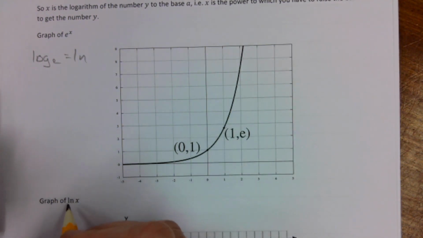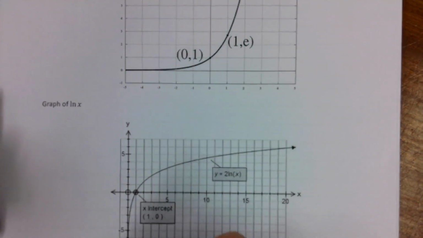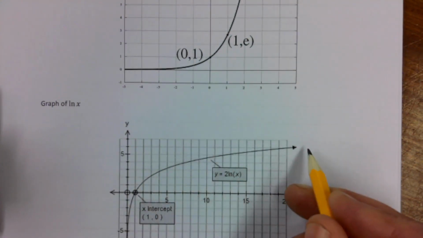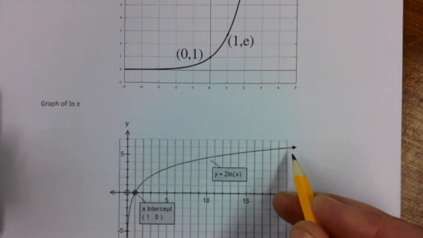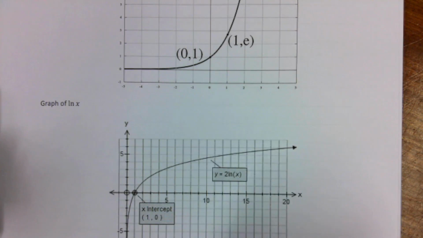The other one is the graph of ln x, and so that's log to the base e of x, and that looks a wee bit like that. And those two graphs are the inverse of each other. That's maybe 2 ln x, I'm not quite sure, I need to check that. But those graphs are the inverse of each other.